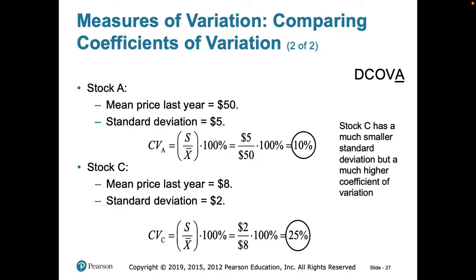Here we have two stocks. We have stock A, which we already did, and we know it's 10%, and then we have stock C, which the mean price last year was $8. Your standard deviation for the stock was $2. So here you have $2 divided by 8. You multiply by 100, you get 25%. You can say that stock C has a much smaller standard deviation, but it has a much higher coefficient of variation. So that is a really good way to figure out which one is giving you the higher variation.